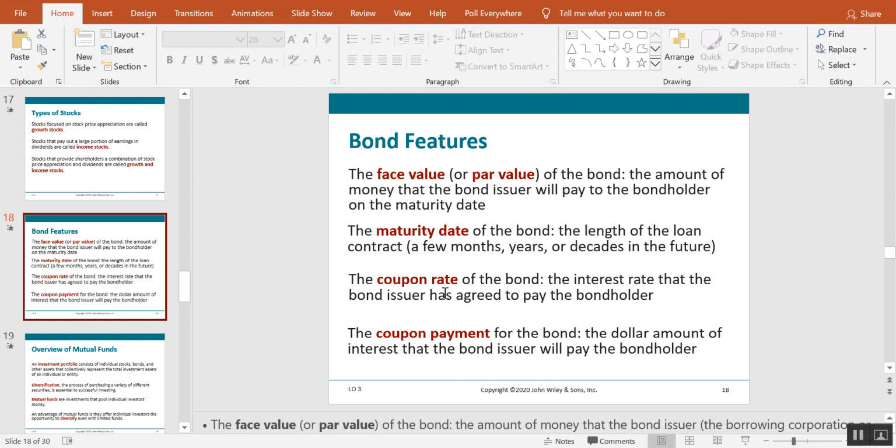Typically, bonds are paid every 6 months. The coupon payment is how much you actually get in interest when they pay those payments. So if you took a $1,000 bond with a 6% rate, you get $60 a year. Typically, what that works out to for the coupon payment would be $30 every 6 months.